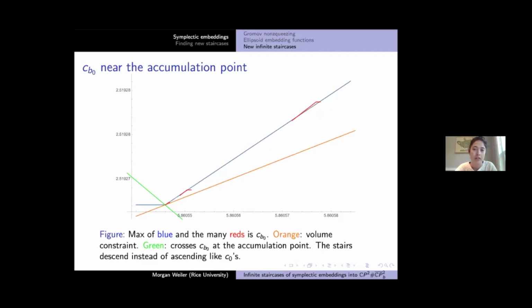And so there are lots of steps accumulating to where the green line crosses CB0. That point where the green line crosses CB0, and the volume constraint, is the accumulation point of the staircase, and there are infinitely many steps descending to that accumulation point. A couple of things to notice about the staircase: if you've seen other infinite staircases, it doesn't look exactly like them because there aren't full fillings in between the stairs. But the main thing is that the steps are descending.